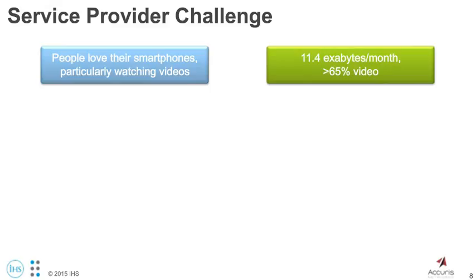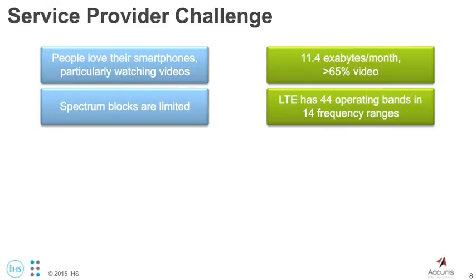And the challenge around that is spectrum is limited, as you mentioned, Richard. LTE runs in 44 operating bands on 14 different frequency ranges. It's just hard nowadays to find clean, clear blocks where we can put a lot of this mobile data requirements in. Wi-Fi has obviously already carved out its space in the marketplace and has spectrum band blocks that are pretty contiguous and offer a lot of throughput.